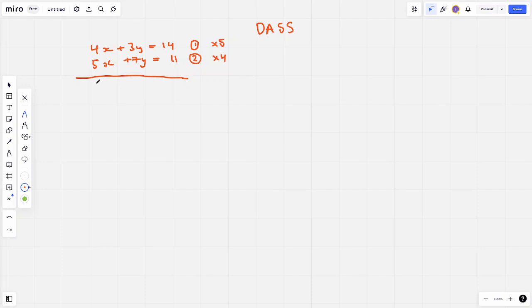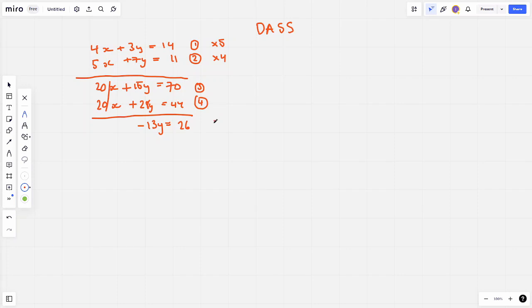So let me just rewrite that as 20x plus 15y equals 70. And then we've got 20x plus 28y equals 44. We're just going to name these new equations 3 and 4. We've again got the same sign, so we can cancel through as it's subtracting. So 20x minus 20x should cancel through. We've got positive 15y minus positive 28y, which is negative 13y, and that equals 70 minus 44, which is 26.